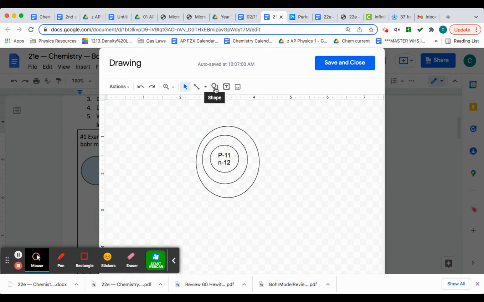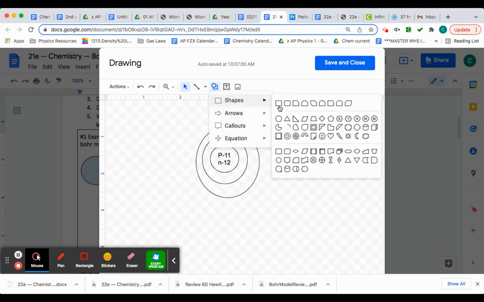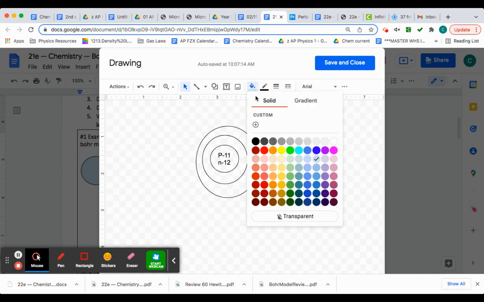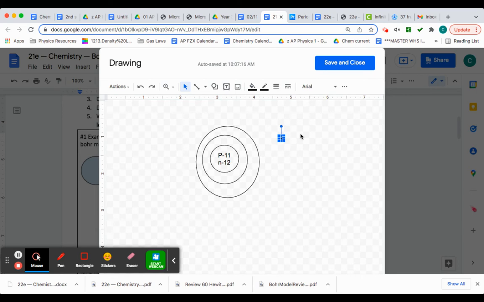Great, now I need to draw my electrons. So in this case, it's a neutral atom, so electrons will equal the number of protons. So since I have 11 protons, I'm going to need 11 electrons. 1, 2, 3, 4, 5, 6, 7, 8, 9, 10, 11.